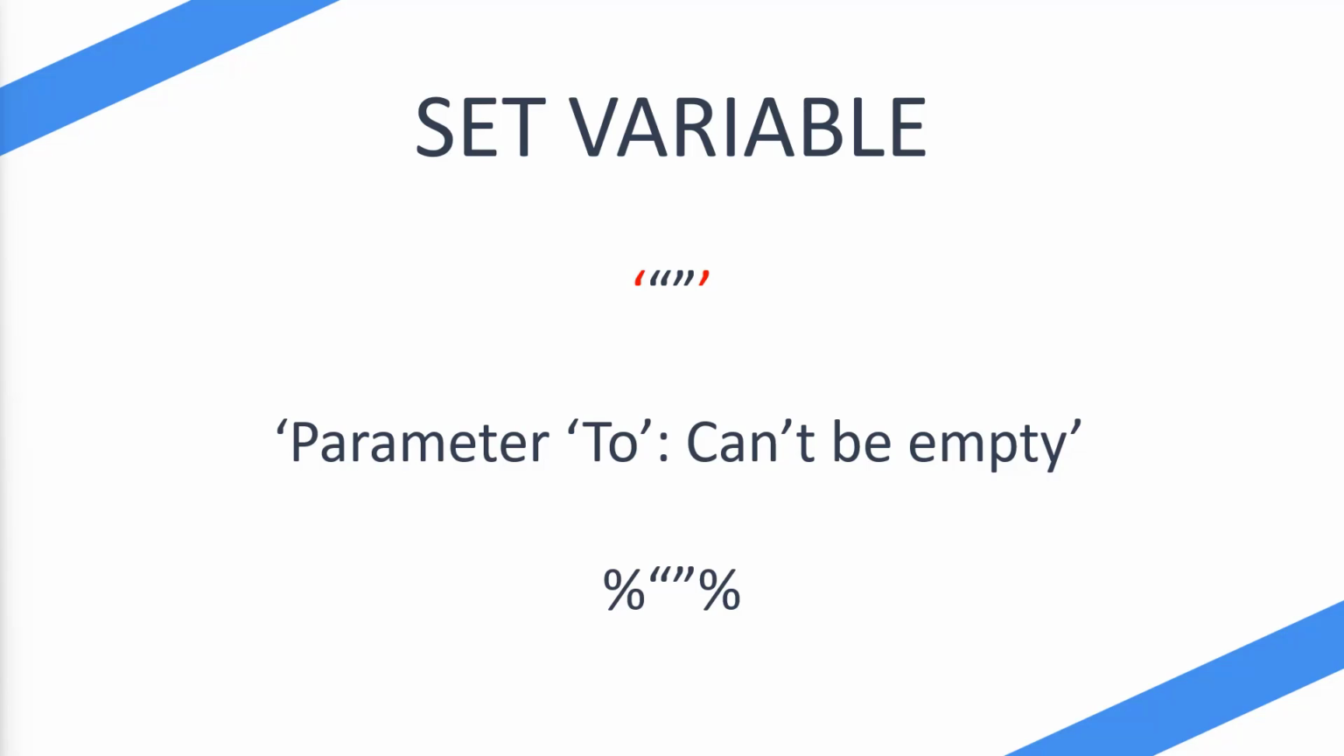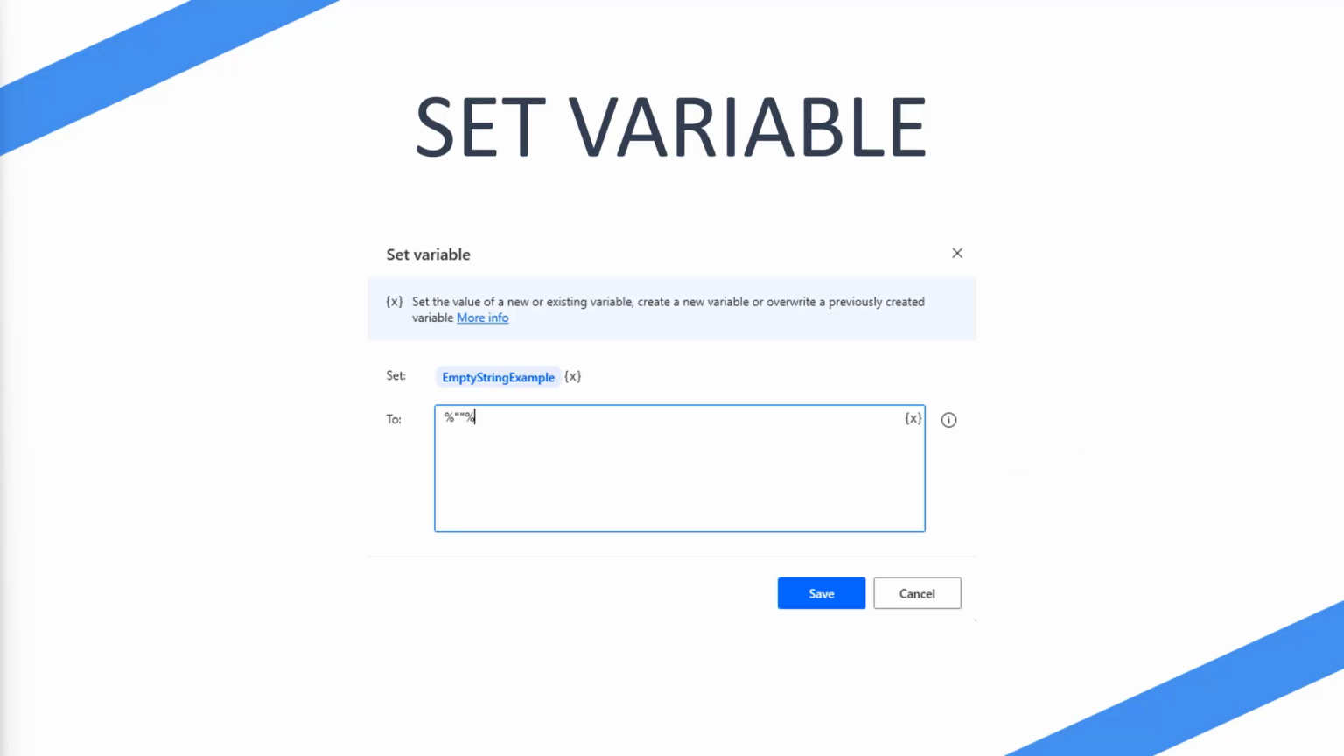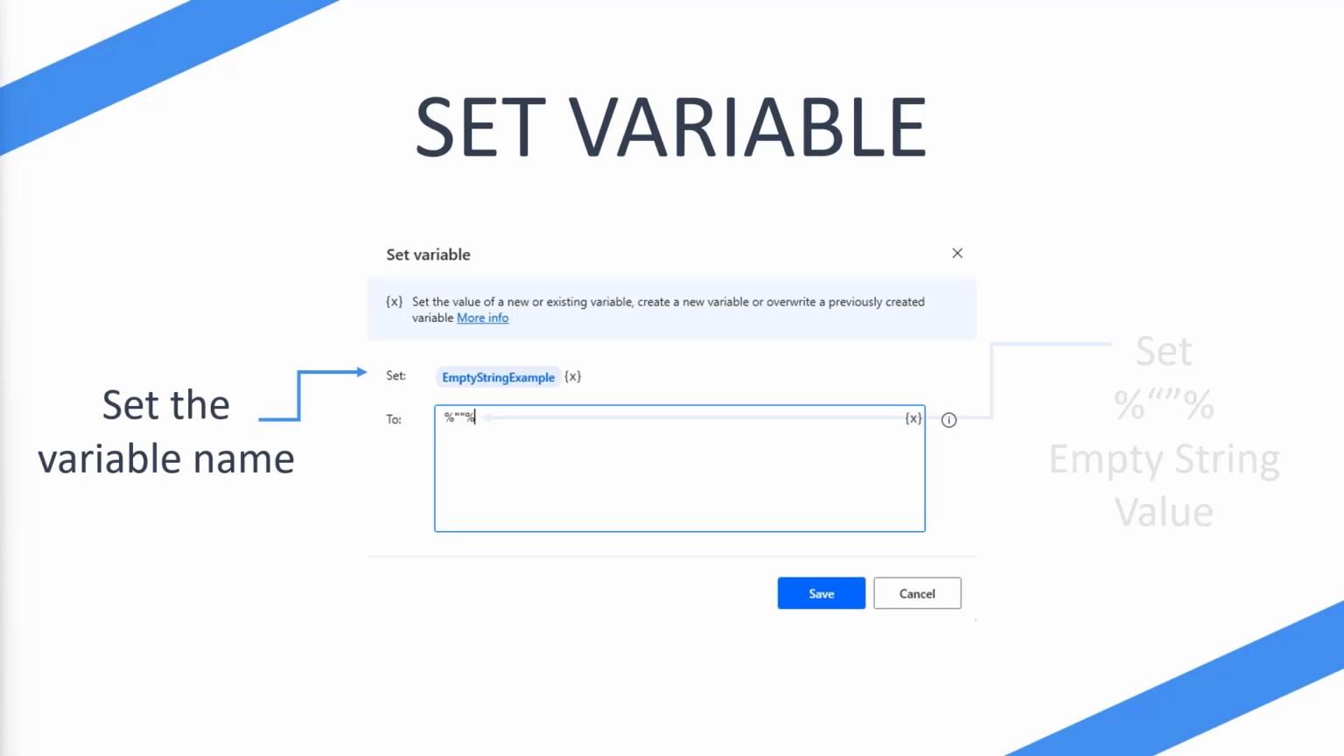Okay, so let's have a look at this on the set variable action. So this is what it looks like when you add it to Power Automate Desktop initially. You're going to create the variable name. And then in the to section is where you're going to put the percent sign and the two quotation marks and then the percent sign. This is your empty string value. It is effectively an empty string function. Once you hit save, you will then be generating an empty string variable.